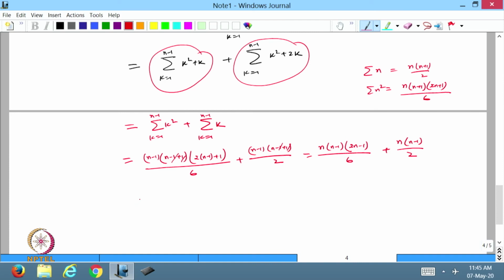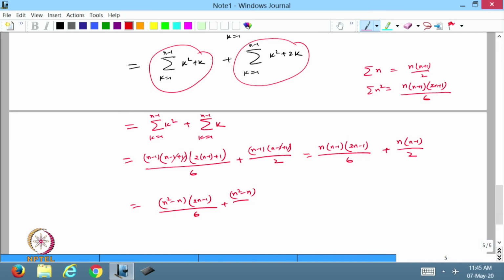So, from here I can write this as, similarly I can write from here, and now after doing this one you will see that this can be written as, if you take n, so it is n square minus n into 2n minus 1 by 6 plus n square minus n by 2. So, I can take the LCM common, so it will be 3, and now I can write from inside. So, this will be 2n square minus n square minus 2n square plus n.